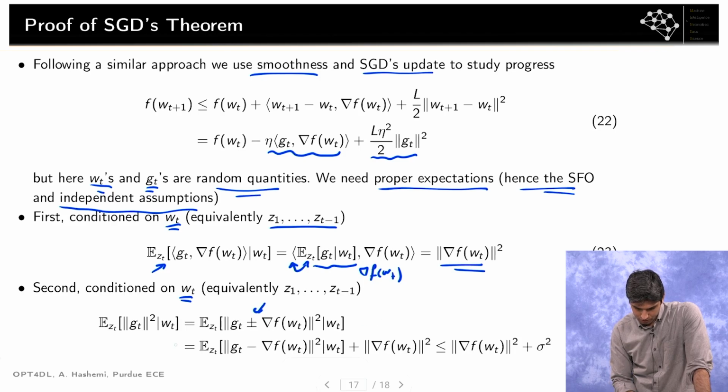So we're going to arrive at this point by using the unbiasedness assumption of our oracle. And finally, by noting that the oracle provides bounded variance, we're going to arrive at this point.